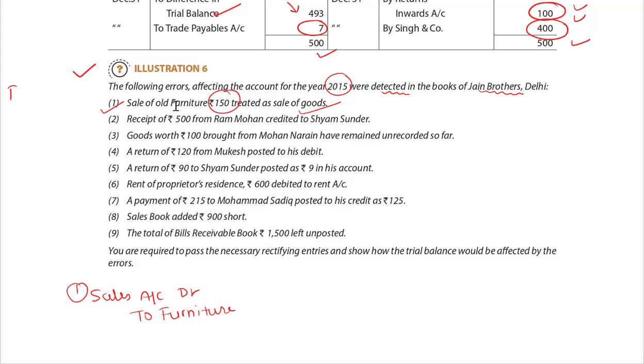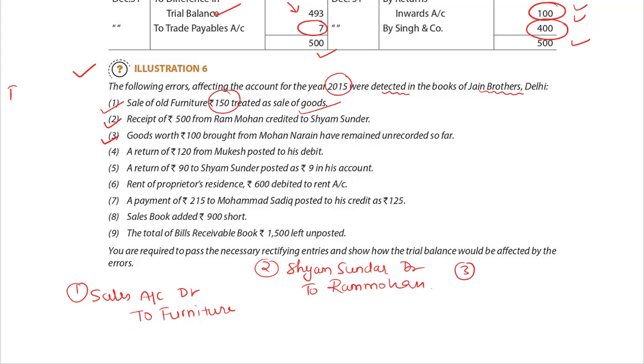Let's see the second one. Receipt of 500 from Ram Mohan credited to Shyam Sundar. We have received 500 from Ram Mohan but credited it to Shyam Sundar. So we will debit Shyam Sundar now, and we will credit what? Ram Mohan.